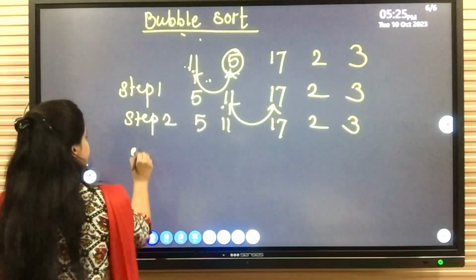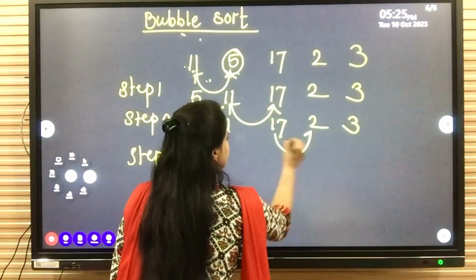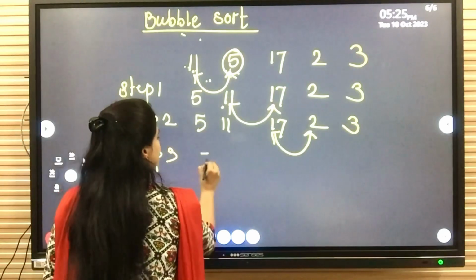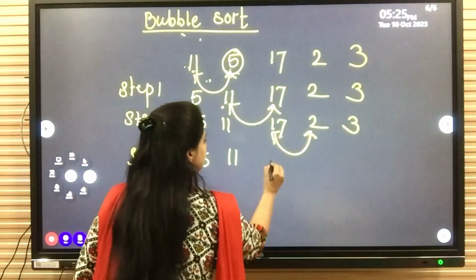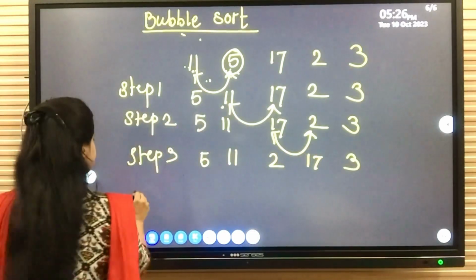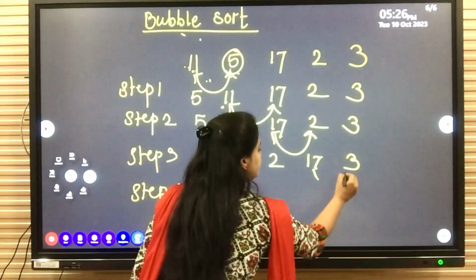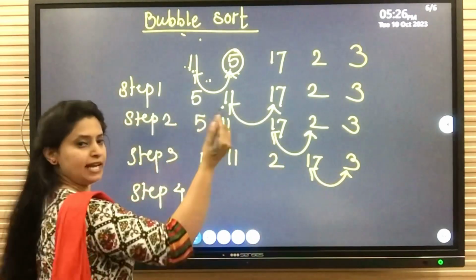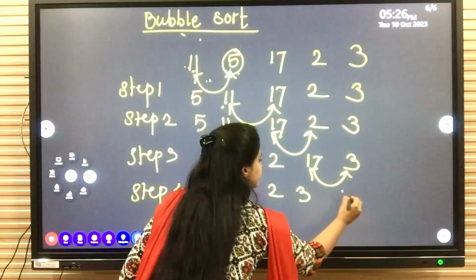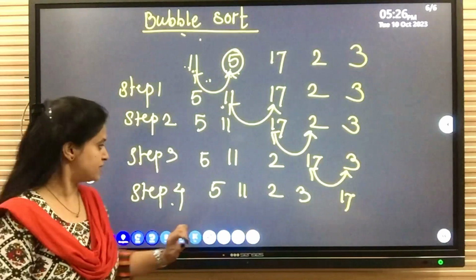Now in step 3, we have to compare these two elements and again we have to rearrange them. So I will write this as 5, 11, then 2, 17 and then 3. In the next step, step 4, I have to compare these two elements and again I have to rearrange them. So now I am having this like this. So we have completed 4 steps.